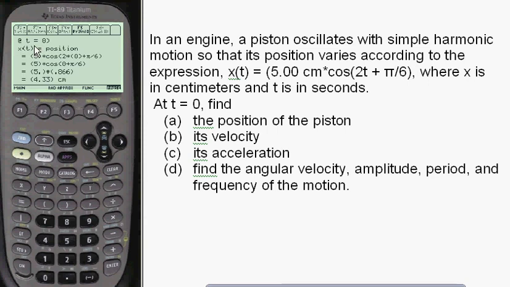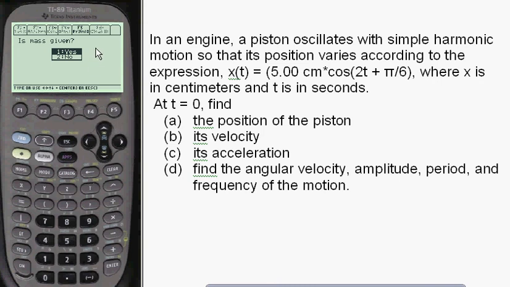At t equals 0, x of t is the position of the piston, equals 5 times this, and then you put 0 in for t, and it turns out to be 4.33 centimeters. That's the exact height. Where it's from, the bottom or top, I don't know where the relationship is there, but neither do professors in calculus.